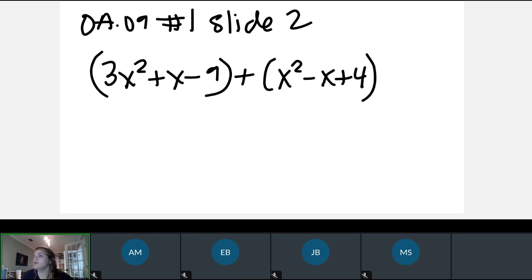So 3x squared plus x minus 9 plus x squared minus x plus 4. All right, so we need to first determine our like terms. Because we're adding and subtracting in this assignment, we can only add and subtract terms that have the same variable and same exponent. So we've got 3x squared and x squared. We have x and x, -9 and 4.